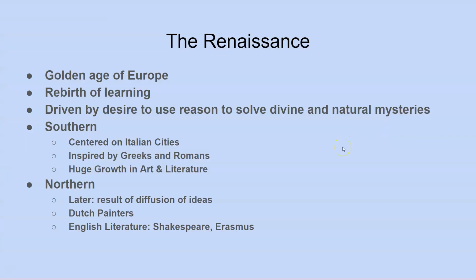Okay, that brings us to the Renaissance, which is really the golden age of Europe. It's a rebirth of learning. It's driven by a desire to use reason to solve divine and natural mysteries. It starts really in Italy, centered on the city-states, inspired by the Greeks and Romans, and leads to a huge outpouring of growth in art and literature. Gradually, it will diffuse into Northern Europe, and some of the most famous parts of that are the Dutch painters, Rembrandt and some of the others, and English literature with the writings of Shakespeare and Erasmus.